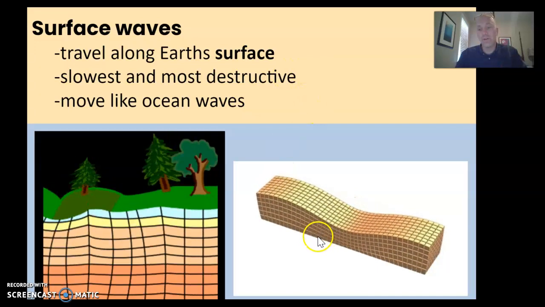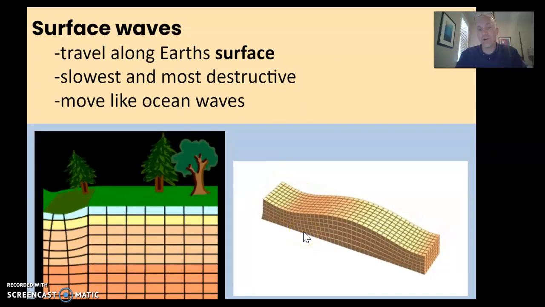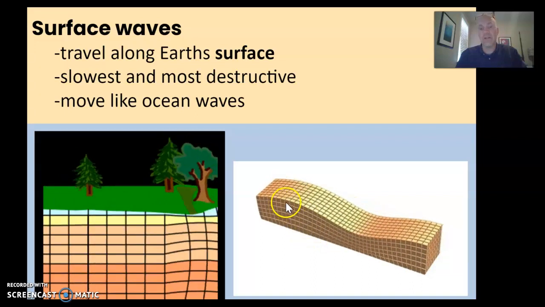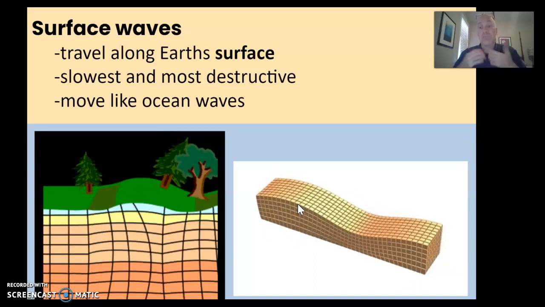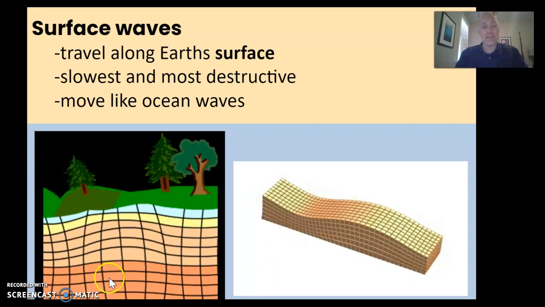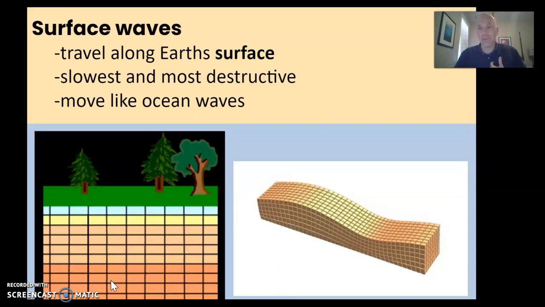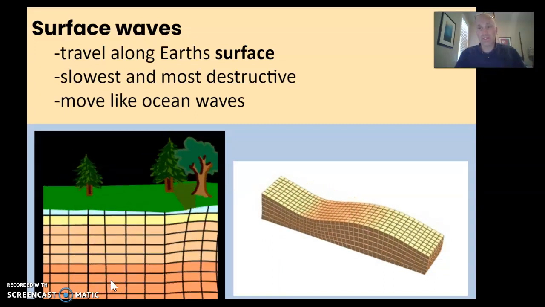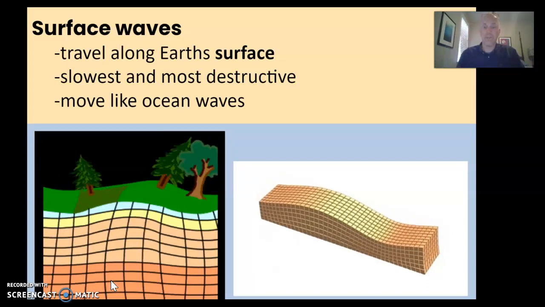So if you look at this little diagram right here, the material at the very bottom moves very little, but the material at the top moves a lot. So once you get to a certain depth underground, you don't experience surface waves because they're only at the surface.